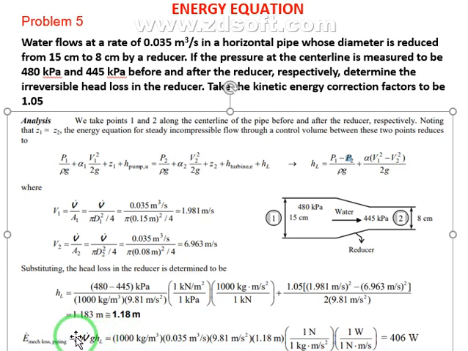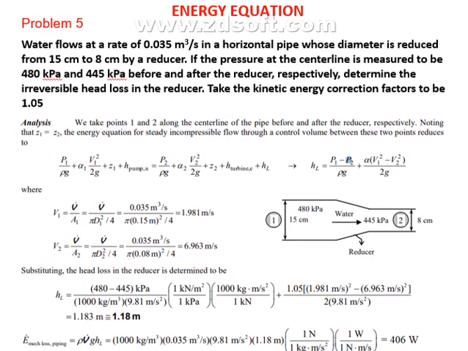It's mainly the mass flow rate times g times HL. So this is rho times V times g times HL: 1000, flow, gravity, head losses. You're going to get the value 406 watt. So it's about 0.4 kilowatt, right? Yeah, this is a very important example. I need you to understand it. Very simple, very straightforward, right?